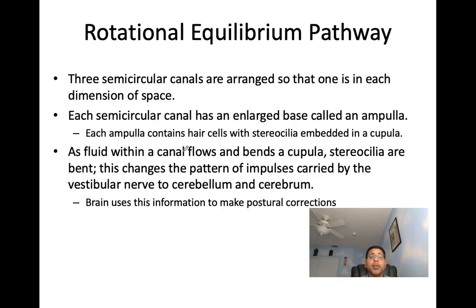Next, then let's move to rotational equilibrium. Let's talk about the rotational equilibrium pathway. Now here we can see we have three semicircular canals, and they're arranged so that one is in each dimension of space. Each semicircular canal has an enlarged base that's called an ampulla. Each ampulla contains hair cells whose stereocilia will be embedded in a cupula.